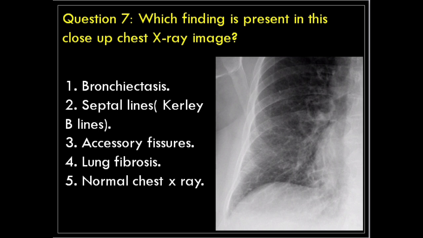Question 7. Which finding is present in this close-up chest X-ray image? 1. Bronchiectasis. 2. Septal lines, curly B lines. 3. Accessory fissures. 4. Lung fibrosis. 5. Normal chest X-ray.